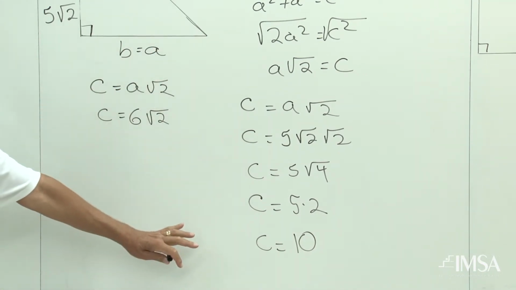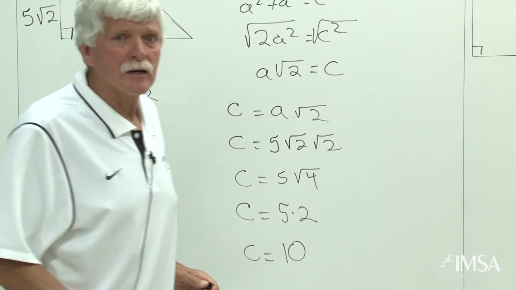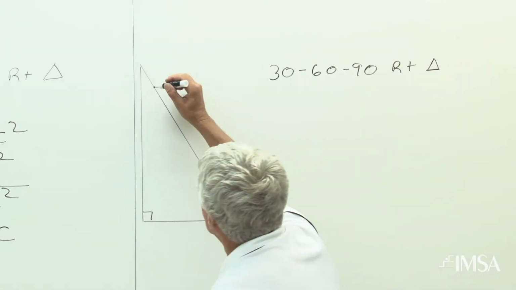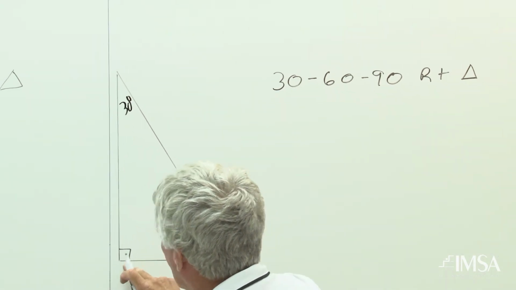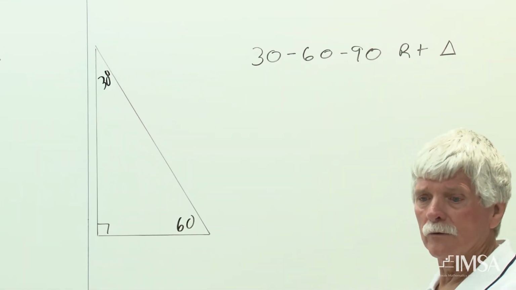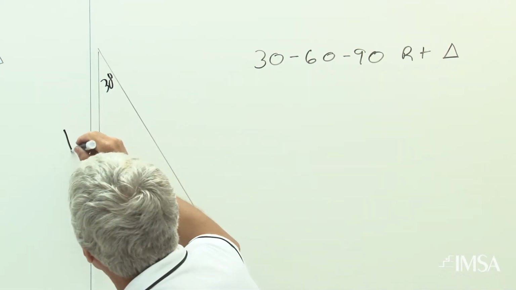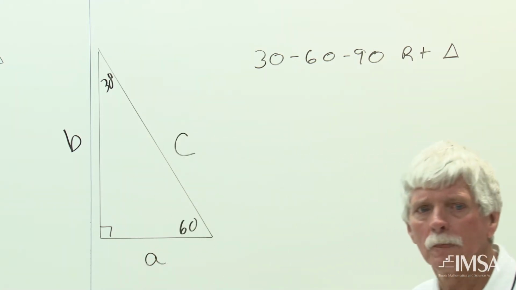Work these out together like this. Simple substitution for the isosceles right triangle. The 30, 60, 90 right triangle is a little bit different, and we're going to label those angles: 30, 60, and of course we have the right triangle. Now we set it up the same way. We're going to call this side B, this A, and our hypotenuse is C.